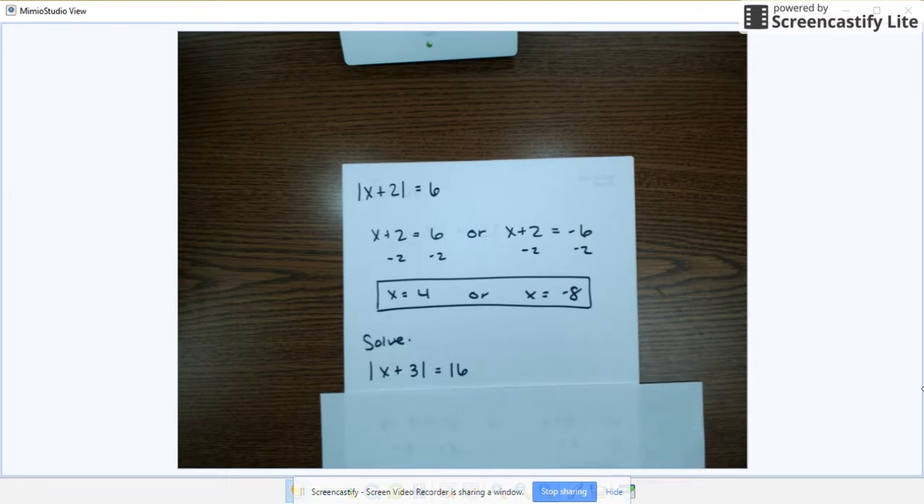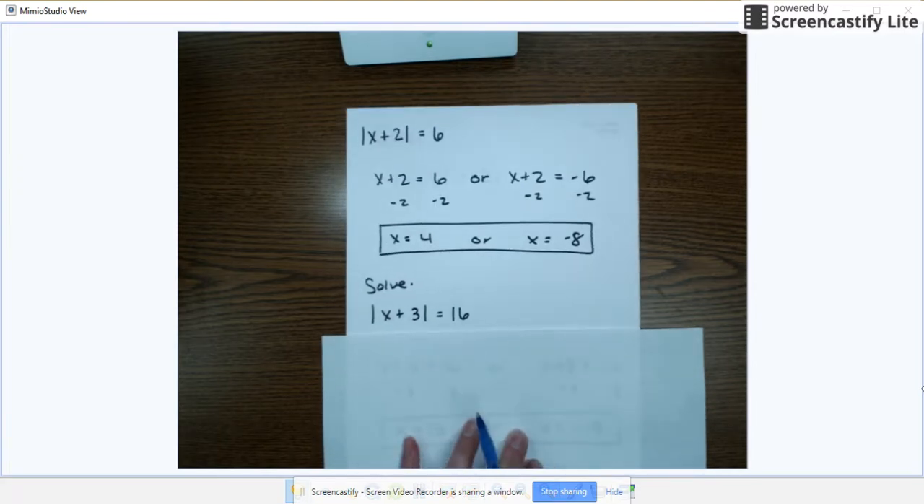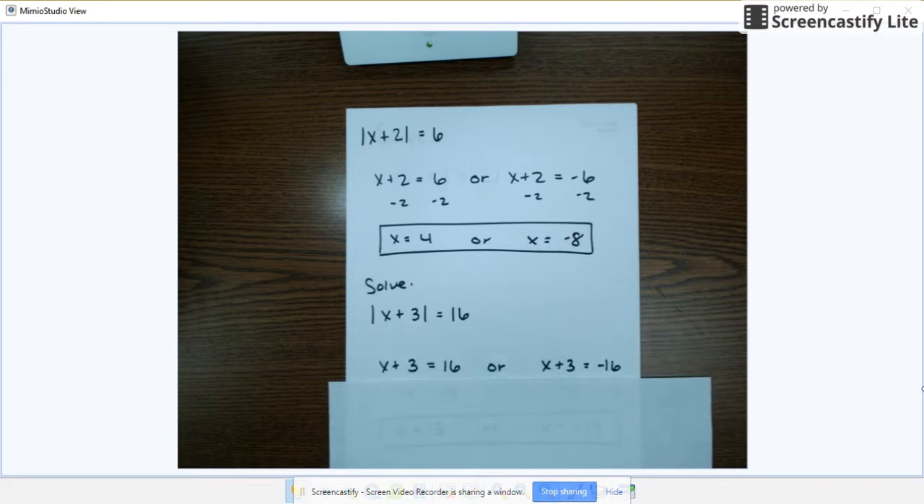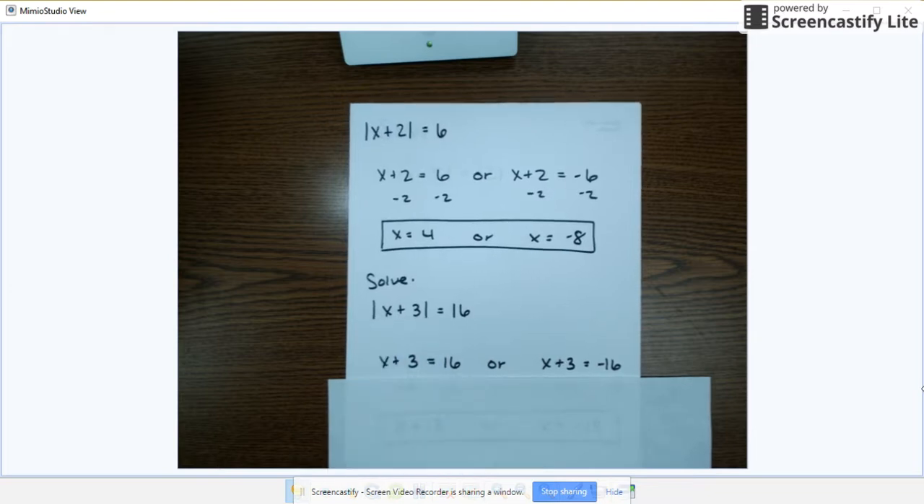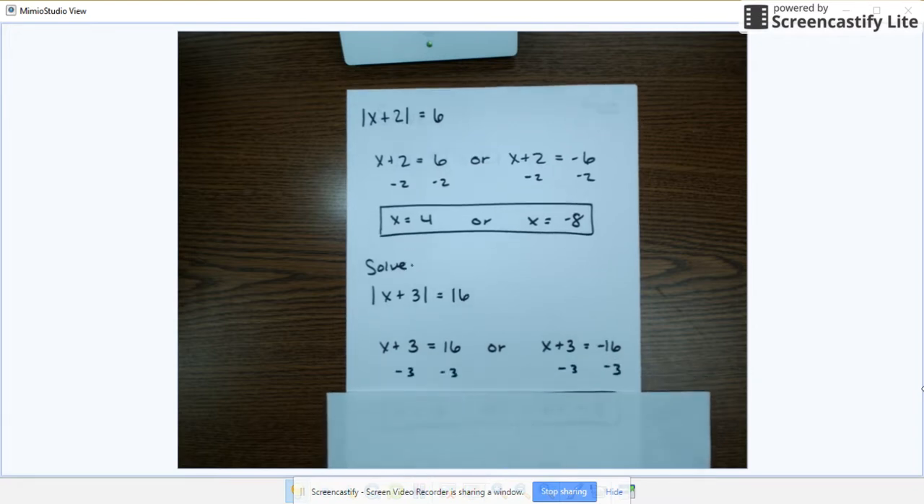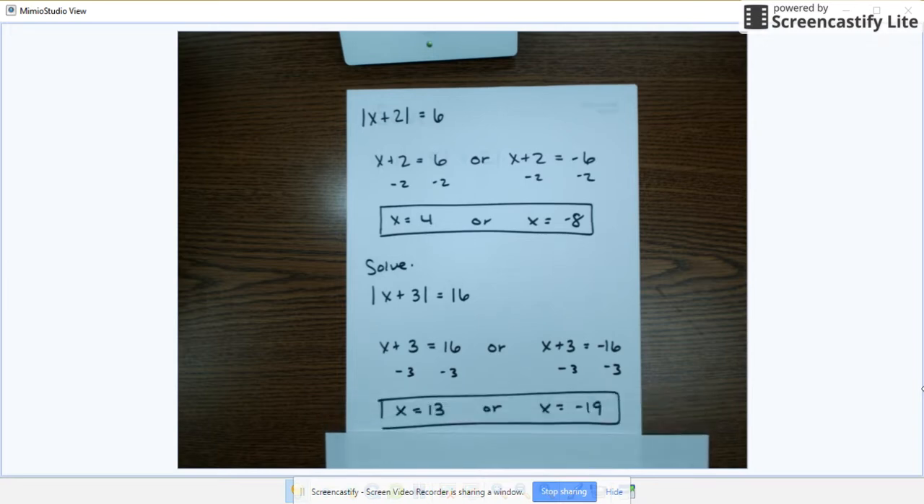Okay, solve this equation. Absolute value of x plus 3 equals 16. Whenever you see an absolute value equation, you know you're going to have two answers. So our first step or our goal is to write those two equations right off the bat. We have x plus 3 equaling positive 16 and x plus 3 equaling negative 16. When you write these equations, it's imperative you get rid of those absolute value signs. So we have x plus 3 equals 16, x plus 3 equals negative 16. Subtract 3 again. We have x equals 13, or we have x equals negative 19. Again, you could plug both of those back in, and you're going to get 16 as an answer.